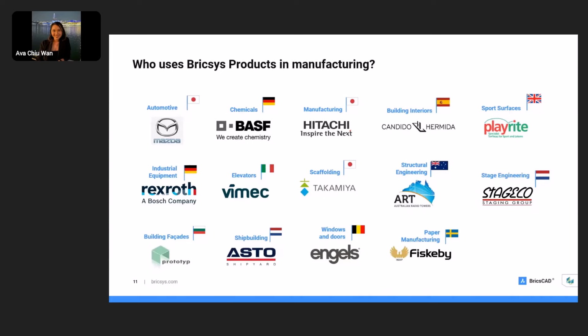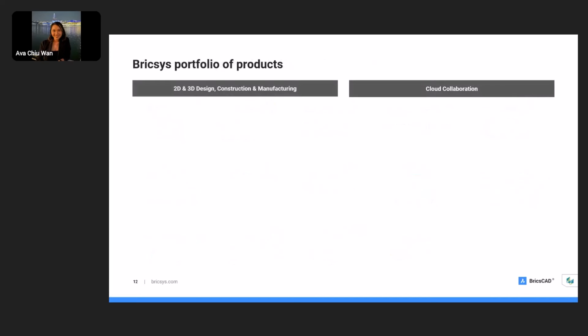Another major market for us is the manufacturing industry. From household names such as Mazda and Hitachi to specialist manufacturers in sectors like industrial equipment, building products and interiors, scaffoldings, and structural engineering, the innovative BricsCAD product portfolio enables them to solve their design problems faster and deliver quality products in shorter lead times.